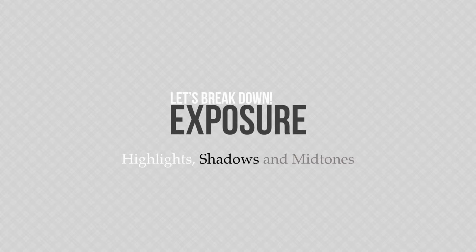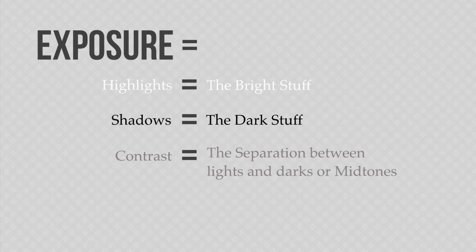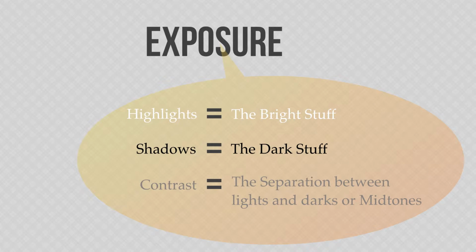So let's break that down one more time. Here we are, we have exposure, we have highlights, which equals the bright stuff, shadows, which equals the dark stuff, and contrast, which basically is the separation between lights and darks, better known as our midtones. And all three of these components make up exposure.